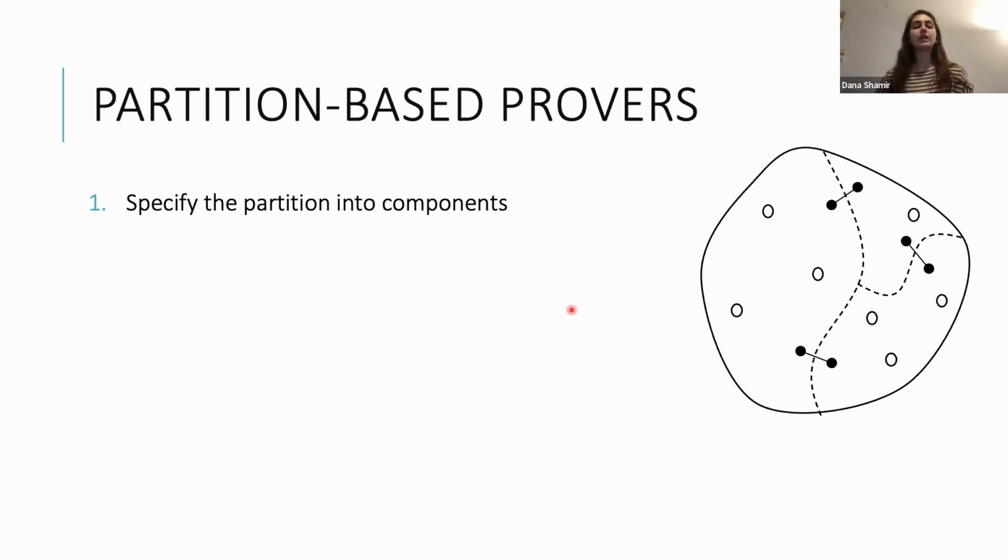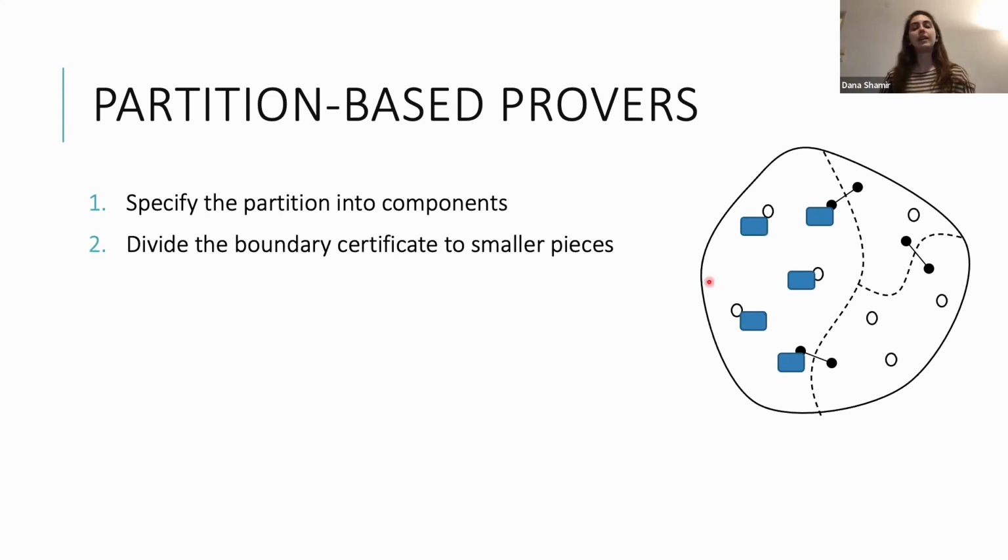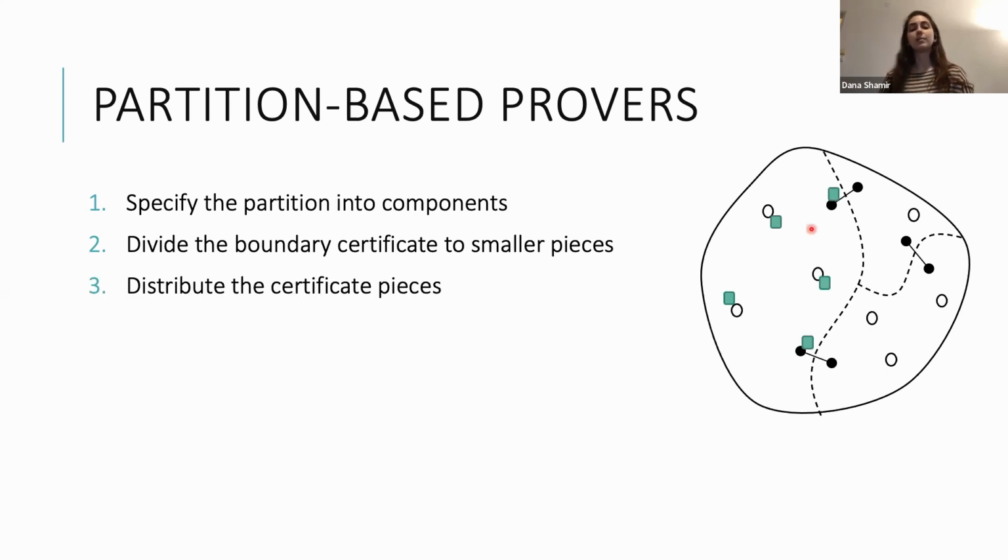The prover specifies the partition into components, and then it takes the certificates of the original prover, the prover of the 1PLS, and it ignores the certificates of the inner nodes. We will see later why it can do it. And for each boundary node, it splits its certificate into smaller pieces. And now it takes these pieces and distributes them among the nodes of the component.